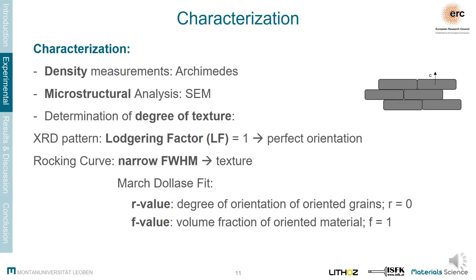And with the March-Dollase fit, with the March-Dollase equation, you can evaluate the R value and the F value, where the R value describes the quality, or how well the grains are oriented according to the C-axis. So if the R value is low, this is a high degree of texture, and the F value describes the volume fraction of oriented material, so this is desired to be close to 1. In the last step, the biaxial strength test was performed on both materials, equiaxed and textured alumina, and fractography was done on the fracture surfaces.